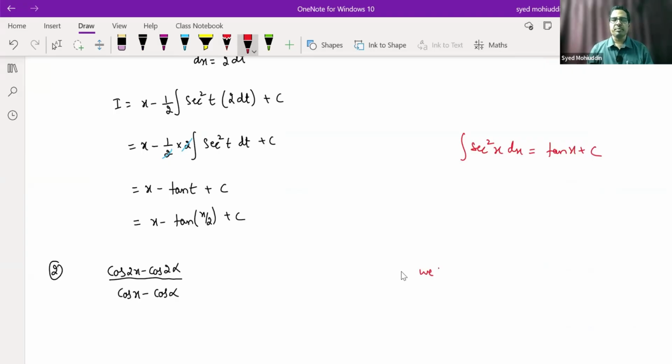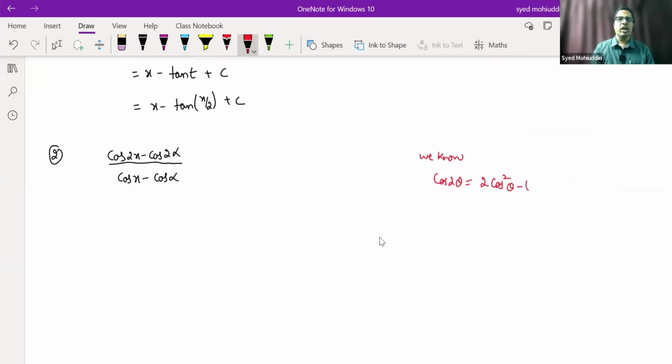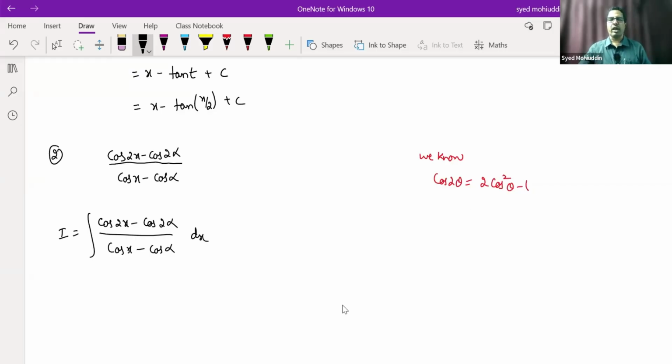So we know this formula: cos 2 theta is 2 cos square theta minus 1. Let us try to use this one. If we use it over here, I will be getting the expression as the integral of cos 2x minus cos of 2 alpha divided by cos of x minus cos of alpha times dx. So let me use the formula that I have. Wherever you are having cos 2x, I can use this formula.